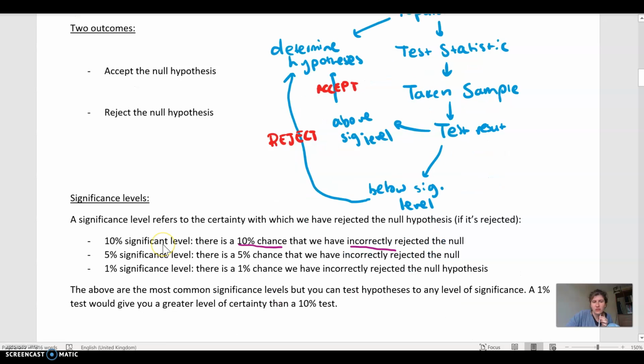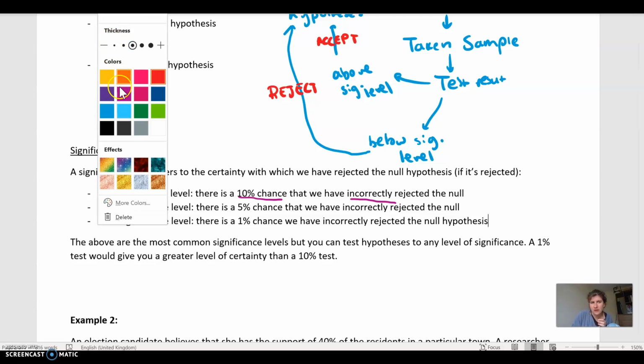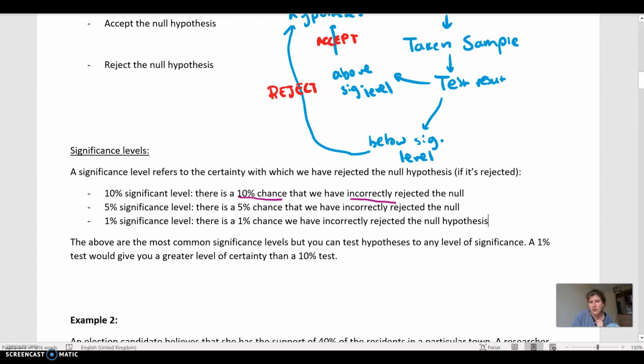Okay, the significance level refers to the certainty with which we have rejected that null hypothesis. So it tells us how certain we are that if we rejected it, we rejected it correctly. For example, if you've got a 1% significance level, that means there's a 1% chance that we have incorrectly rejected our null hypothesis.